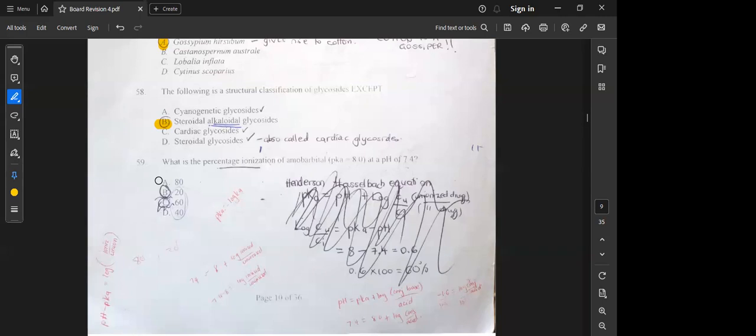I feel like differing with number 58, because they're asking the structural classification, not the pharmacological classification. Cardiac glycoside would be under pharmacological, because cardiac glycoside is also a steroidal glycoside. But in the classification of glycosides, we have steroidal alkaloidal glycoside. So I would differ. I don't know about the others, but I would go with C. Okay, is the steroidal alkaloidal glycoside classification there? Yes, it is. Okay. So back to question 58.